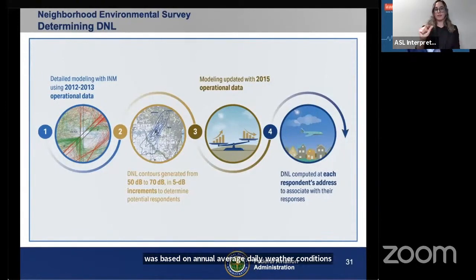The second DNL computation for each of the 20 airports was run in 2016 to adjust the dose for each potential respondent's address to reflect 2015 aircraft operations levels. This time frame coincided with the survey data collection.